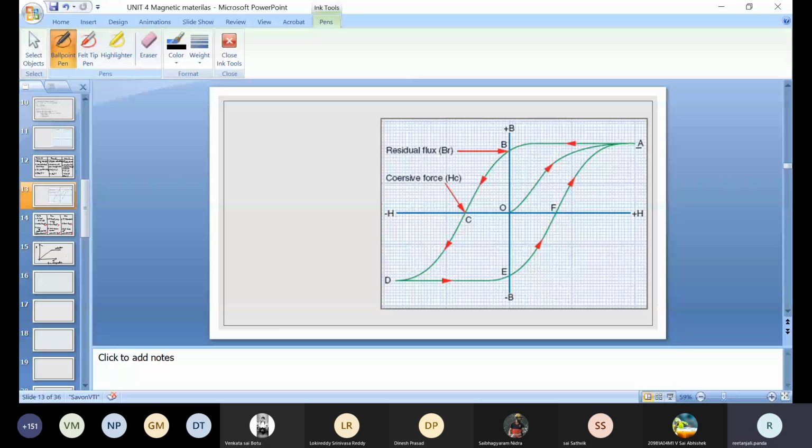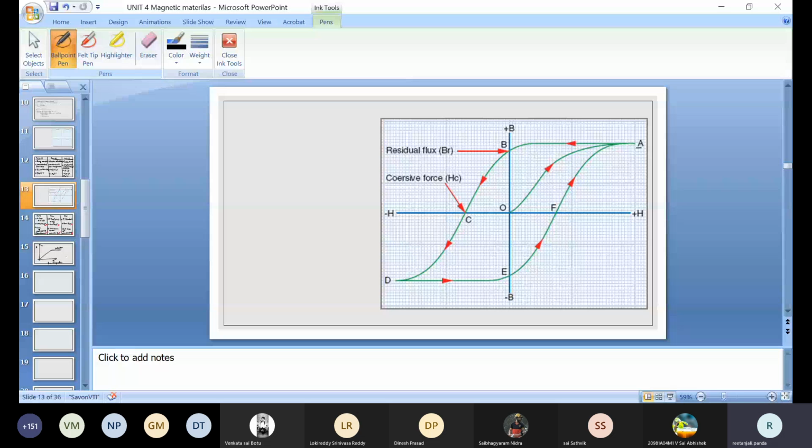Similarly, to remove this retentivity or residual flux, how much negative field you have to apply? That is the coercive field. If you go further, you see that the value of magnetization increases in the negative direction. Still, here also it is going to reach the saturation level. Here, even if you decrease the H value further, there will be no change in the B that we will see.